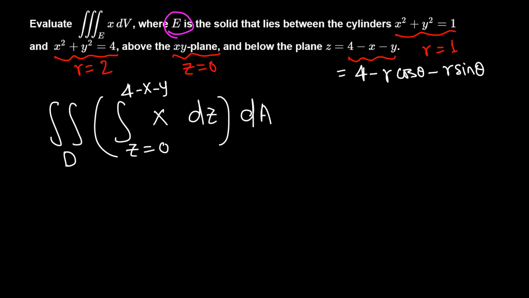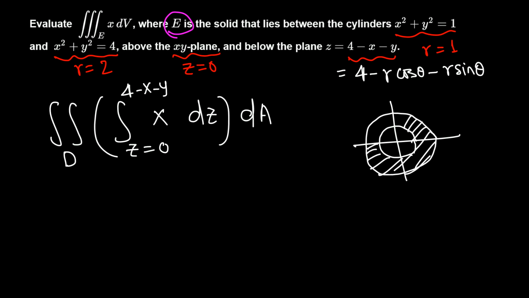If we look closely here, the solid lies between the cylinders, this and this. If we graph in R2, that's in 2D, x squared plus y squared equals 1, that's r equals 1, and there is 4. Basically we are looking at this region between these two circles. In the xy plane, these cylinders are circles. Outside is 4, inside is just 1. Oh, this 4 means 2 squared, so this is 2.